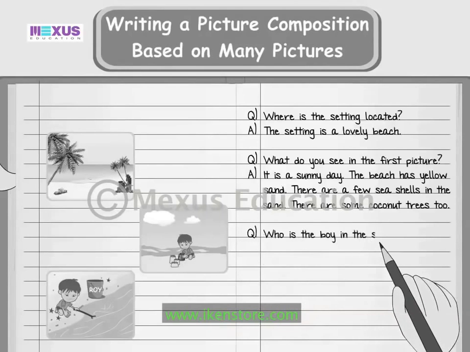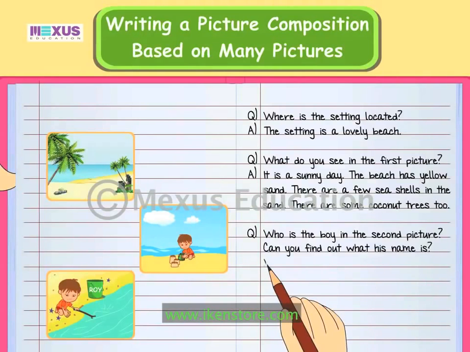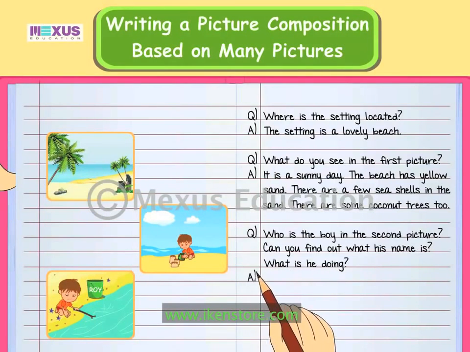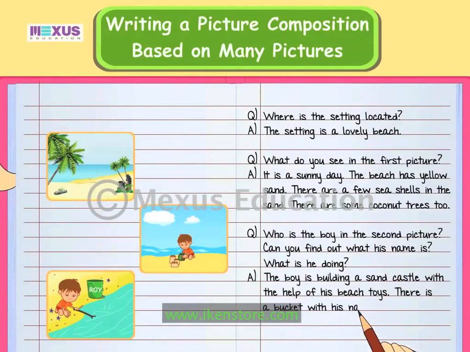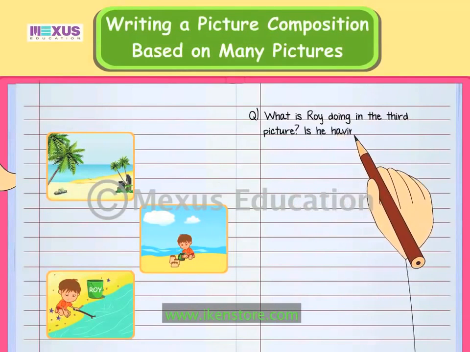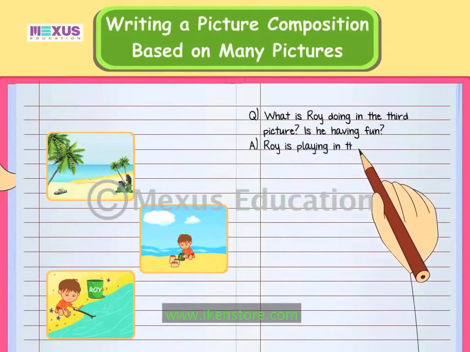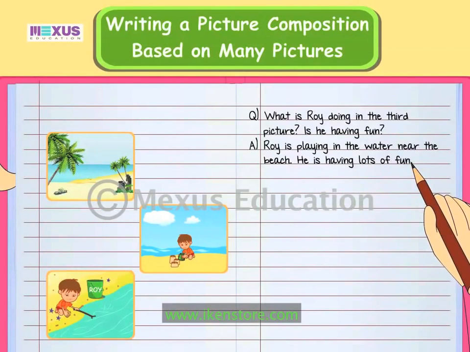Who is the boy in the second picture? Can you find out what his name is? What is he doing? The boy is building a sand castle with the help of his beach toys. There is a bucket with his name written on it. The boy's name is Roy. What is Roy doing in the third picture? Is he having fun? Roy is playing in the water near the beach. He is having lots of fun.